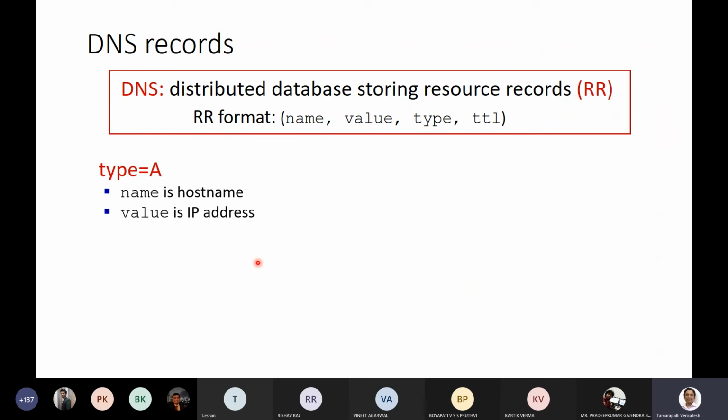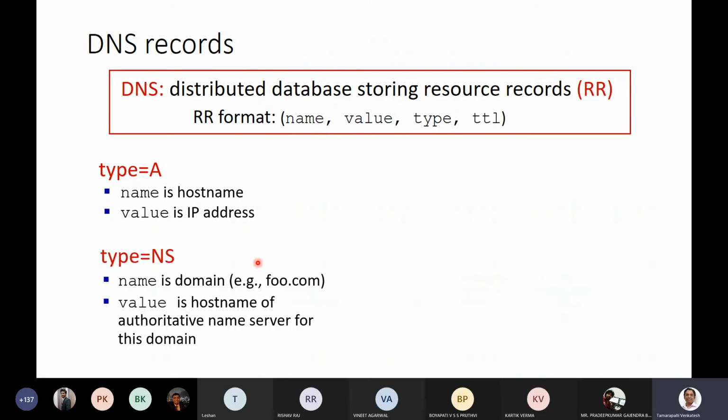The first type is type A, which is the most common one. In a type A resource record, name stands for the host name and value stands for the IP address. This is what you are essentially trying to query mostly in the DNS when it comes to web servers. When you are trying to find out the IP address for a web server, the type A record is what is going to be relevant. It is also the case for email servers and so on.